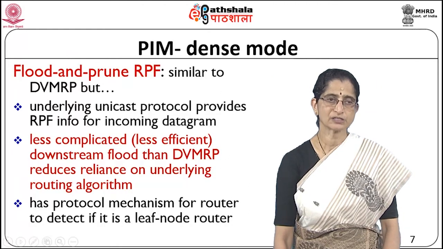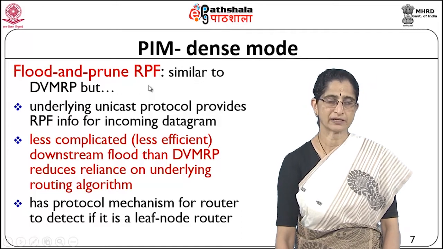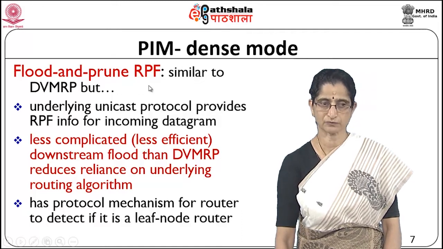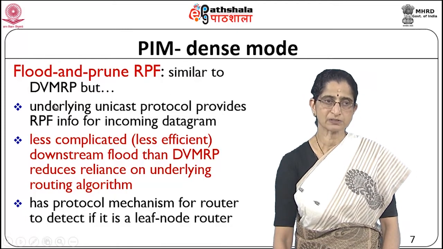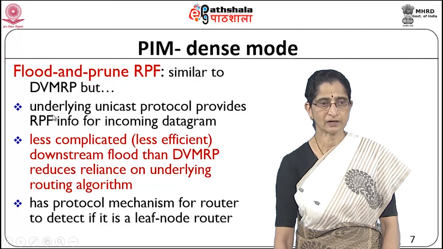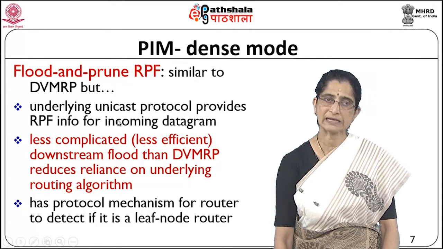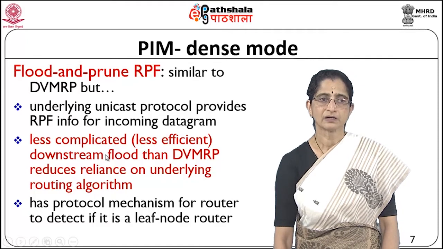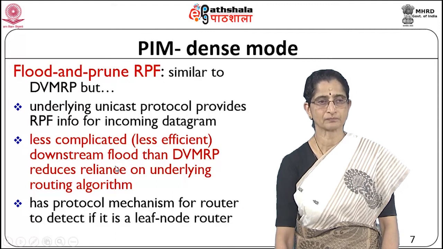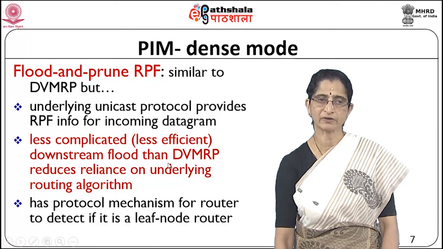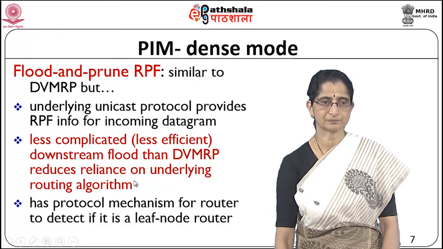So, if you look at the details of the PIM dense protocol, as we said, it basically uses a flood and prune technique, flood and prune and reverse path forwarding. So, similar to DVMRP. The only difference with respect to DVMRP is that the underlying unicast protocol provides RPF info for the incoming datagram. It could be any underlying unicast protocol. Second thing is that it is less complicated in the way it does the downstream flooding when compared to DVMRP, and it reduces reliance on the underlying routing algorithm.